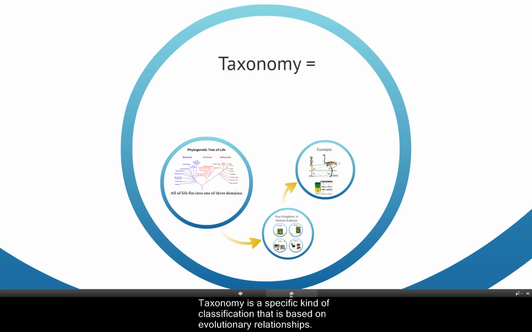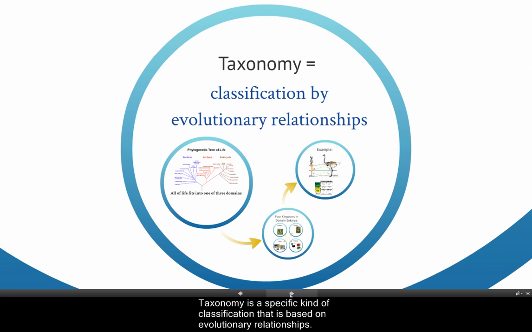Taxonomy is a specific kind of classification that's based on evolutionary relationships. So we're trying to put things in groups not just based on color or size, but to represent evolutionary groups.